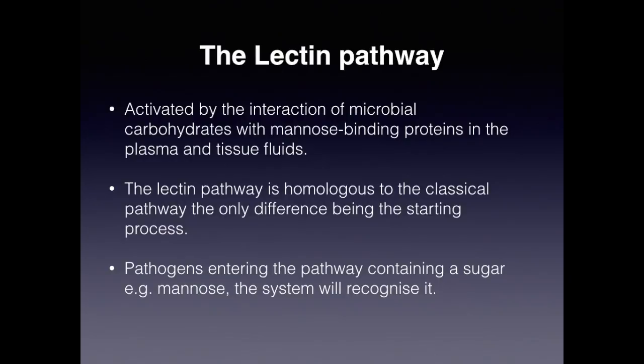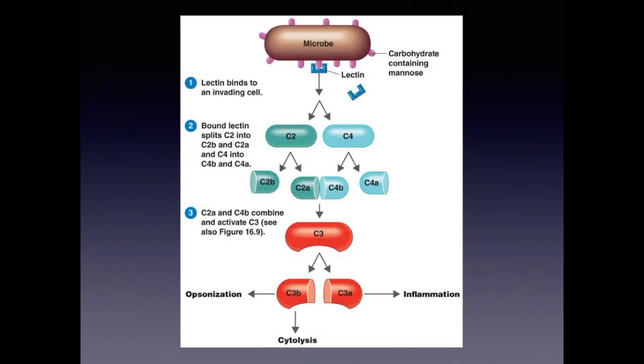The lectin pathway is activated by the interaction of microbial carbohydrates with mannose-binding proteins in the plasma and tissue fluids. It is homologous to the classical pathway, the only difference being the starting process. In the lectin pathway, it is activated when it recognizes sugars on the microbial surface. So if a bacteria that enters the system has a sugar on the surface, such as mannose, the system will recognize this and start the lectin pathway.